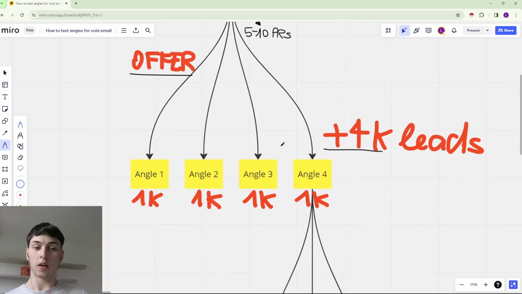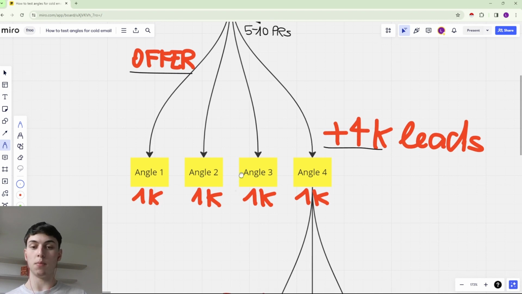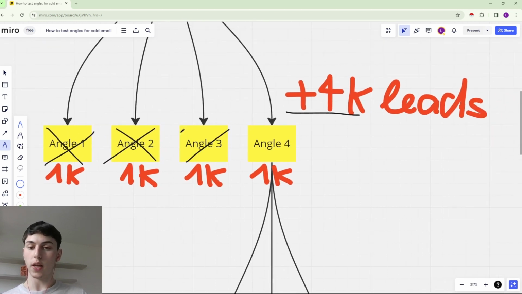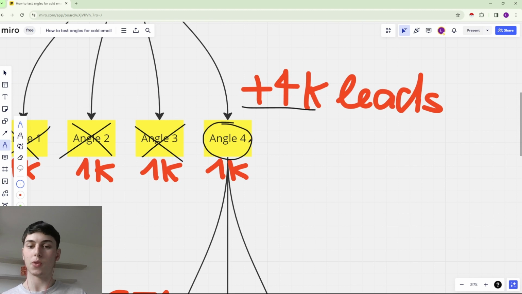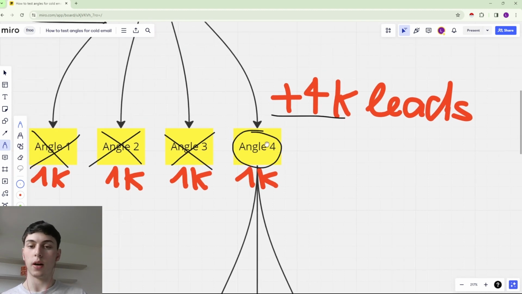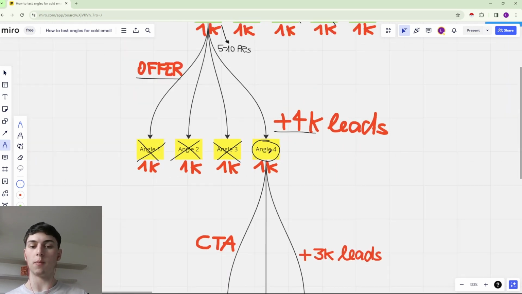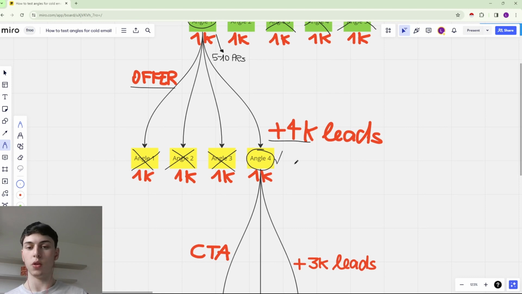Once you've sent another 4,000 emails to those 4,000 people, then you're going to see, okay, this angle didn't work well. This angle with this offer didn't work well. This angle might have gotten some positive replies, but not the best in the world. This angle instead got many positive replies out of all of those angles. I'm going to explain how you can evaluate if an angle worked well compared to the other ones in just a few minutes. Let's say that this angle, angle number 4, offer number 4, worked well and got you many positive replies.